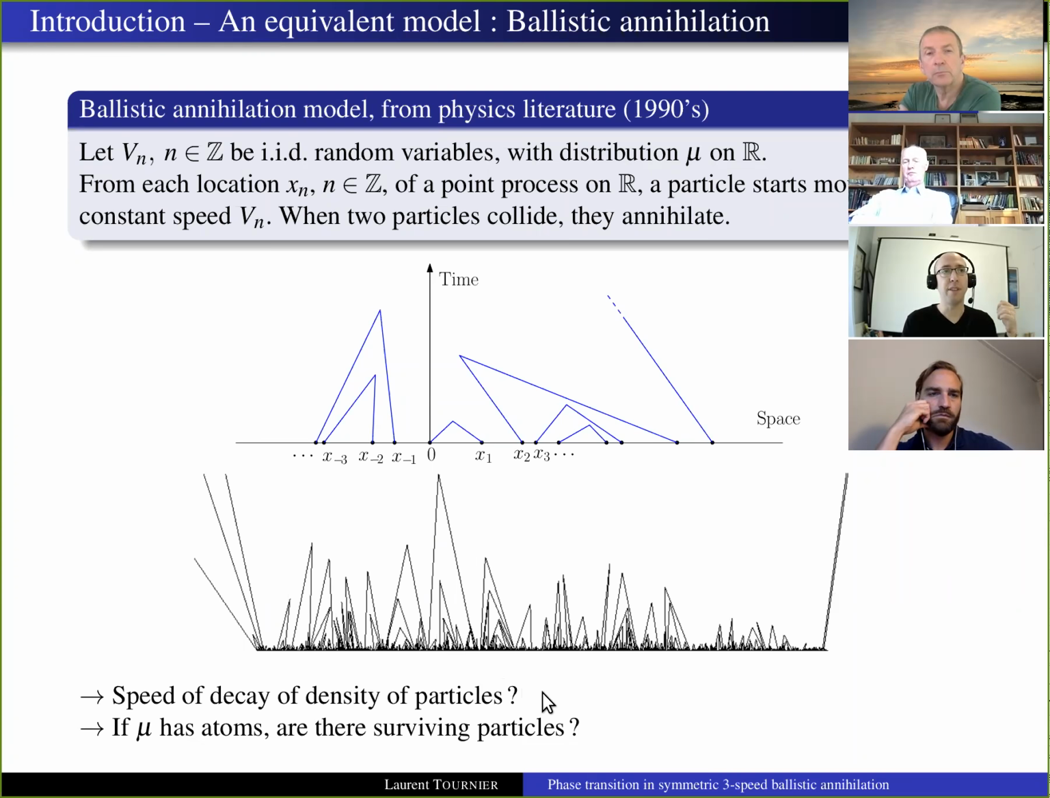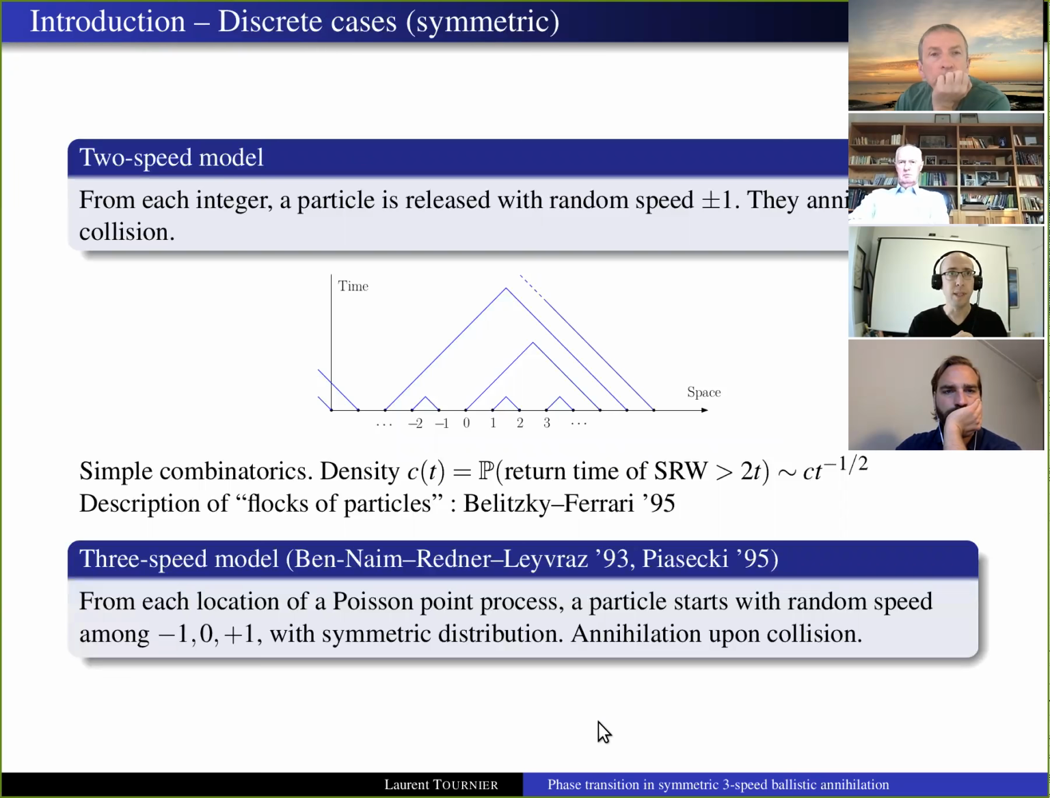And that was interesting in particular if you think of this as a model for chemical reactions. Still, if now you have a velocity distribution mu that has atoms, so some velocities have a positive probability of happening, then there might, in principle, be surviving particles. And this is the kind of phenomenon that we'll try to understand, first by looking at special cases. So the general case is still very much open, but you can get interesting models by making it more combinatorial looking, by taking discrete velocities. So the first case would be the case when you have only two velocities, +1 or -1.